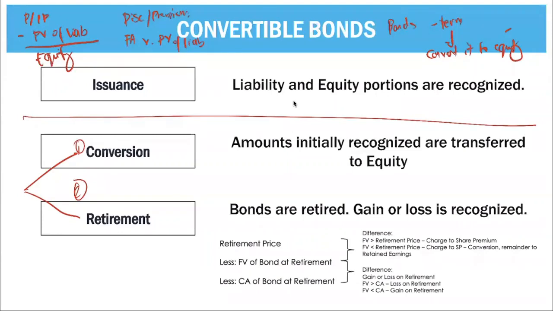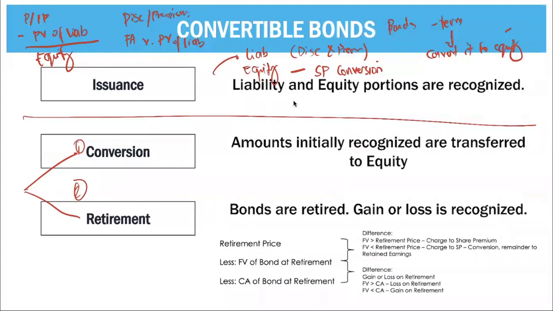So in your issuance, what are the items that you will recognize? Of course, your liability together with its discount and premium. And aside from that, you recognize your equity. Sir, what do we call the equity component in a convertible bond? The equity component in a convertible bond is known as share premium conversion. Again, on your issuance, you recognize the liability together with its discount and premium. And aside from that, you recognize the equity, that is your share premium conversion.